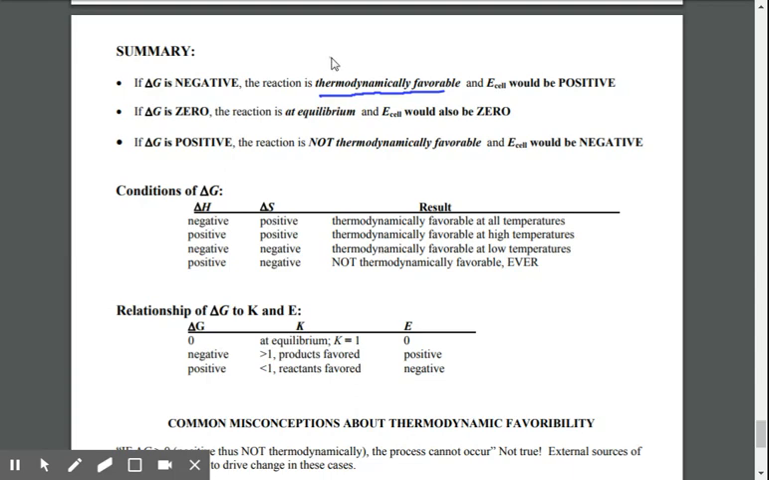In some of the older free response questions, you'll see the word spontaneous in place of this. You just need to know that spontaneous and thermodynamically favorable mean the same thing. However, now we must use the words thermodynamically favorable when we're justifying things.